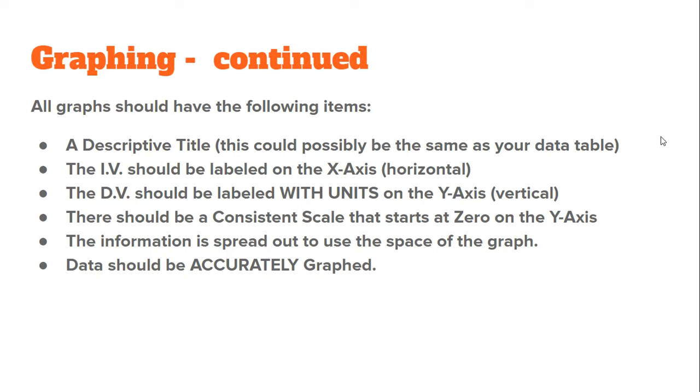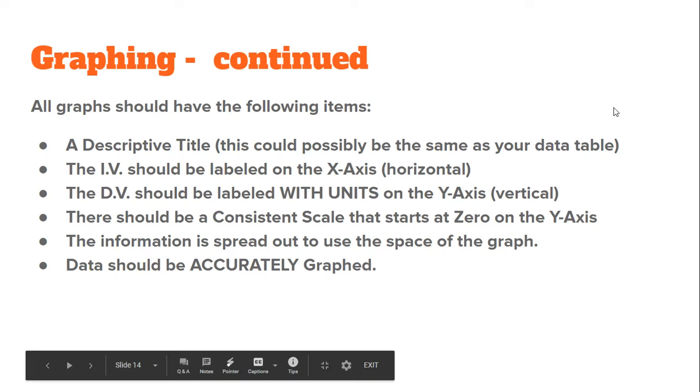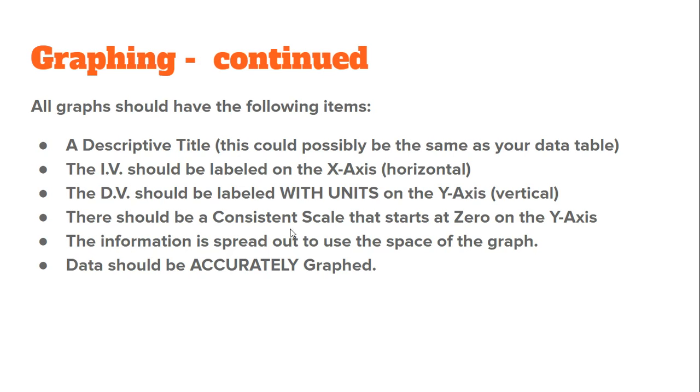Regardless of which one we're looking at, all of them contain the same thing. They need to have a good descriptive title, and we talked about how you could probably use the same one from your data table. The independent variable should be on the x-axis or the horizontal, side to side. The dependent variable should be labeled with your units of measurement on the vertical or y-axis, up and down. And then there should be a consistent scale that starts at 0 next to your dependent variable on the y-axis. This helps us read the information and know the values within the graph.